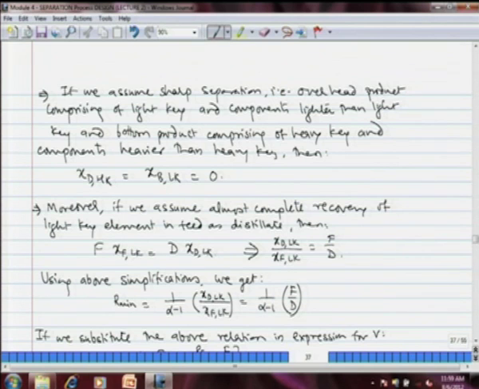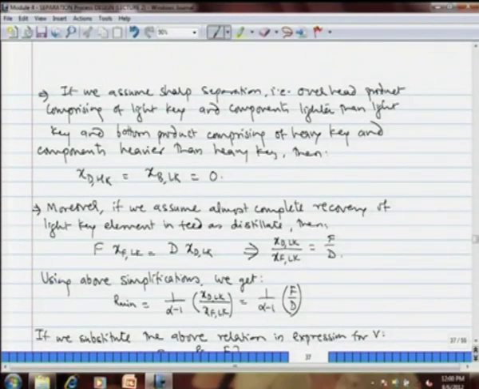Moreover, if you assume almost complete recovery of light key element in the feed as distillate, then we can say that F into XFLK, which is the total light key element molar flow rate into the column, F is the total molar flow rate of the mixture, and XFLK is the mole fraction of the light key element in it. So, F into XFLK is the total light key molar flow rate into the column is equal to D into XDLK. XDLK is the mole fraction of light key component in distillate, D is the total distillate flow rate. So, if the recovery is complete, then F into XFLK is equal to D into XDLK.